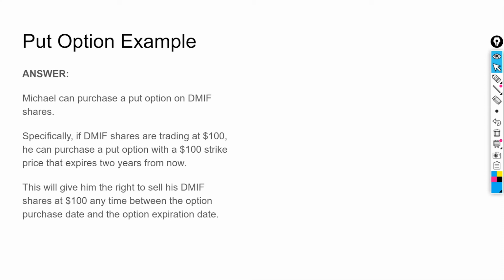Remember this: if Dunder Mifflin shares are trading at $100, the put option at $100 strike price, and let's say it expires 2 years from now, so it covers his 18-month lockup period that he needs. This contract, this piece of paper, is going to give him the right to sell his shares at $100 any time between the purchase date and the expiration date, right? So the only difference between the put and the call is this is a right to sell, whereas the call was a right to buy.